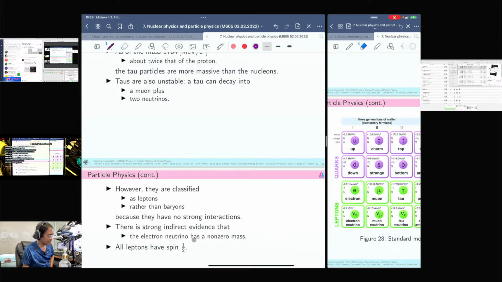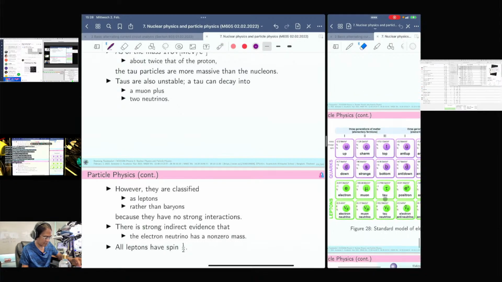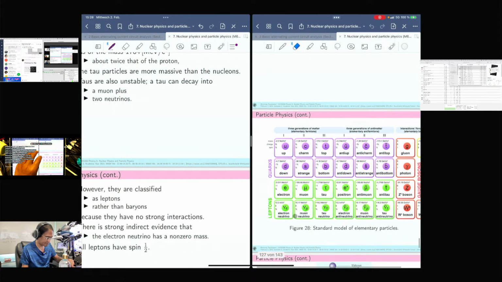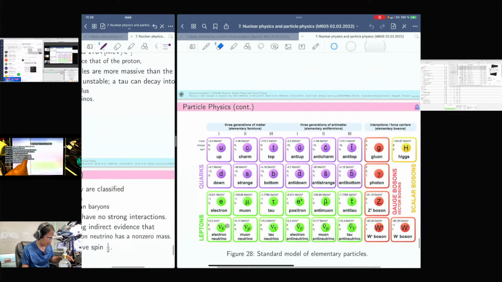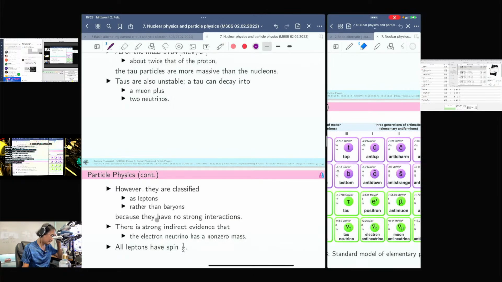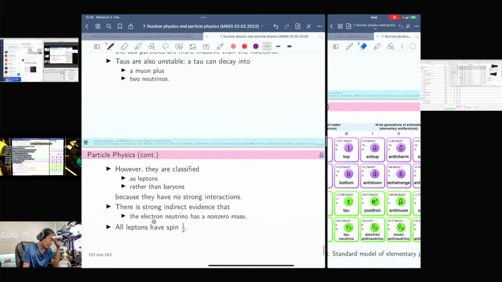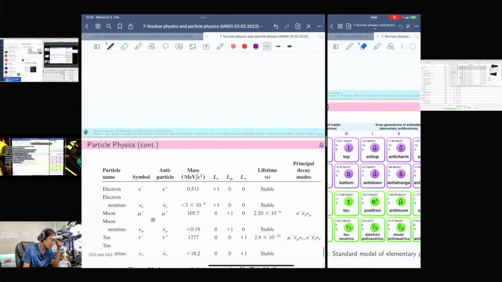All leptons have spin 1/2. Of course, here you can see that all leptons have spin 1/2. Every green particle has the spin number 1/2. You can see the third one, 1/2, 1/2, 1/2, 1/2. All these 12 particles have the spin number of 1/2.